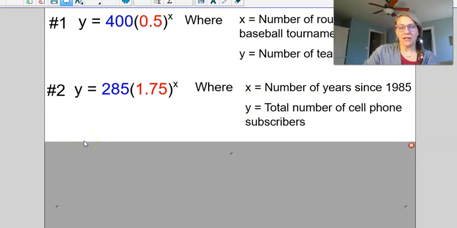So you should have found here that there were 285 cell phone subscribers in 1985. And in 1985, I was not one of those. I did not have a cell phone when I was your age. And that this multiplier is telling us that it's increasing by 75% every single year since 1985. And that I believe for sure.